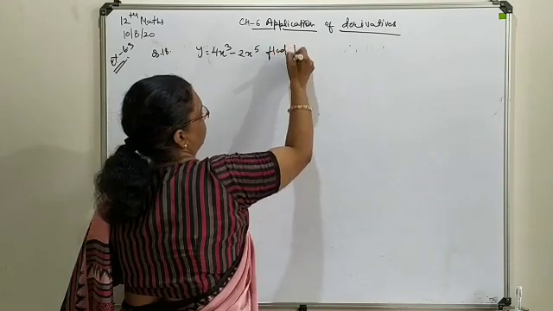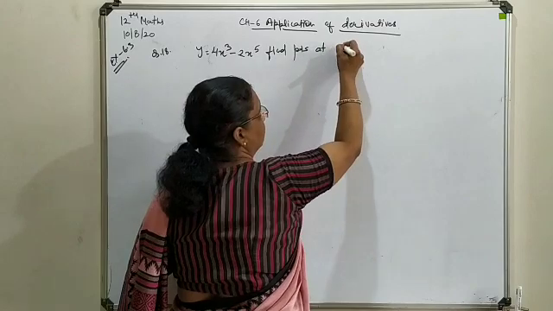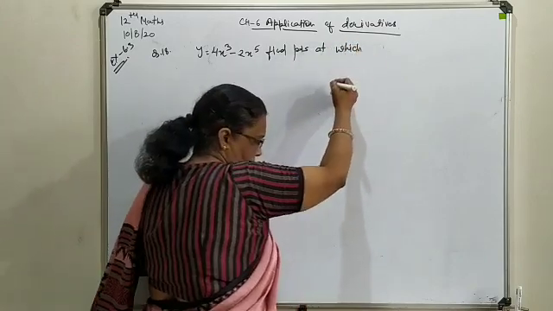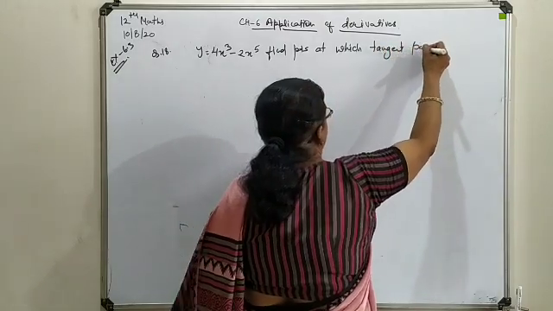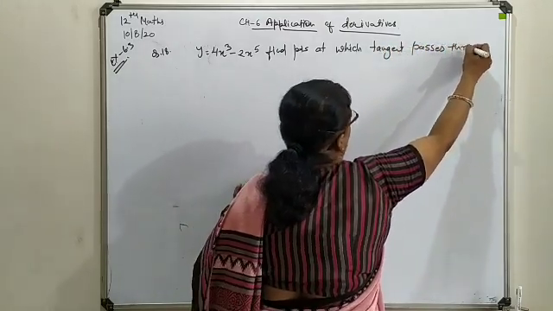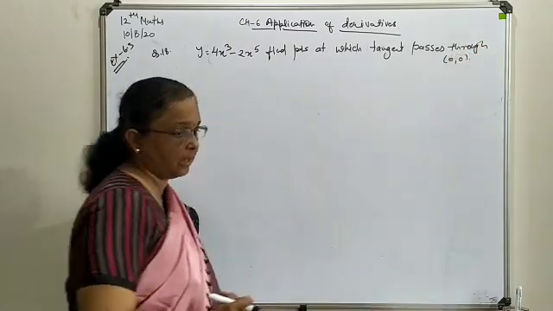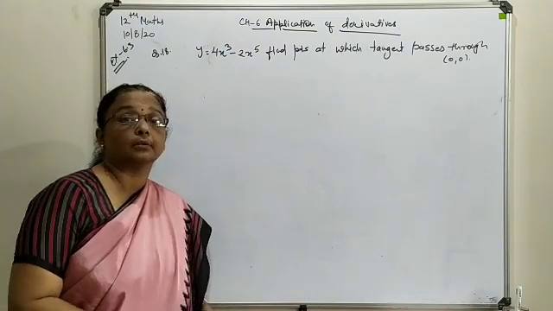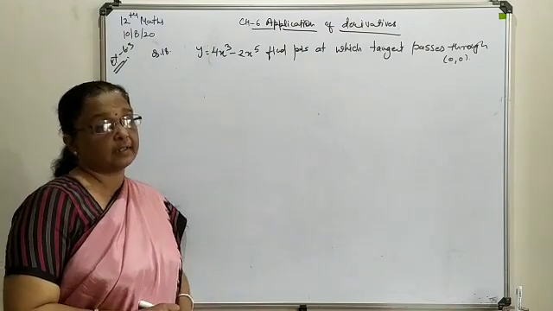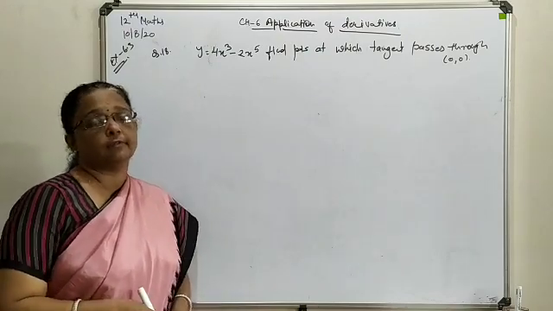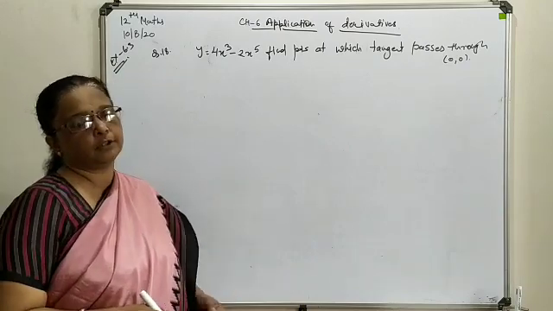Find points at which the tangent passes through the origin (0, 0). It means the equation of the tangent itself passes through the origin (0, 0). So it is quite a different case, and this is one of the important questions from the examination point of view. Up to now we have not attended any question of this category.